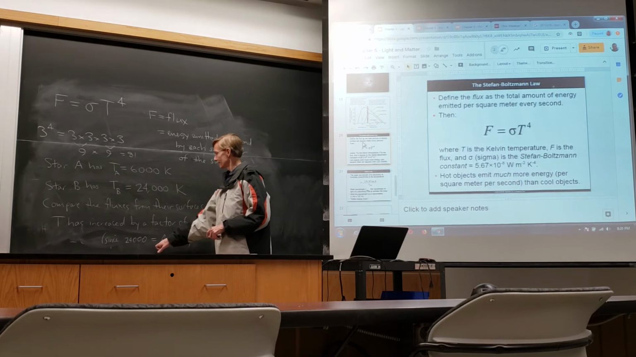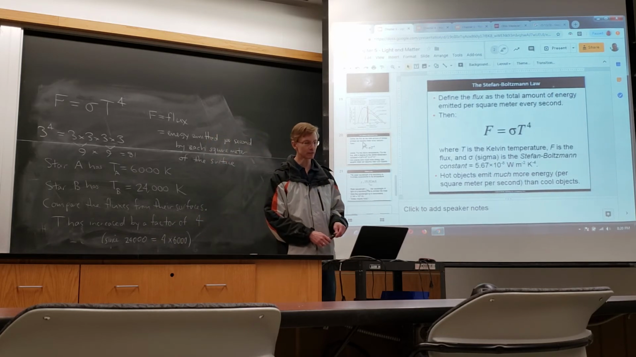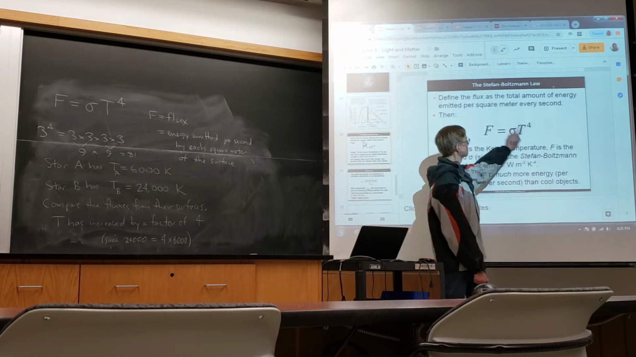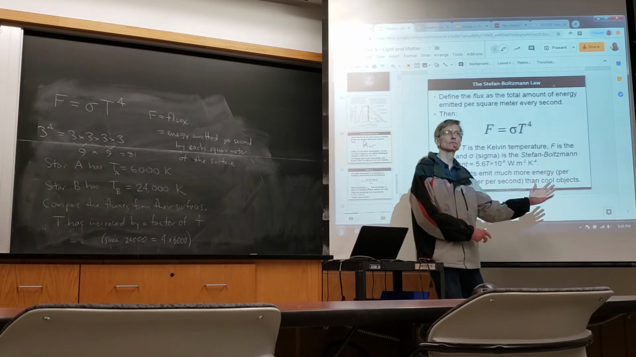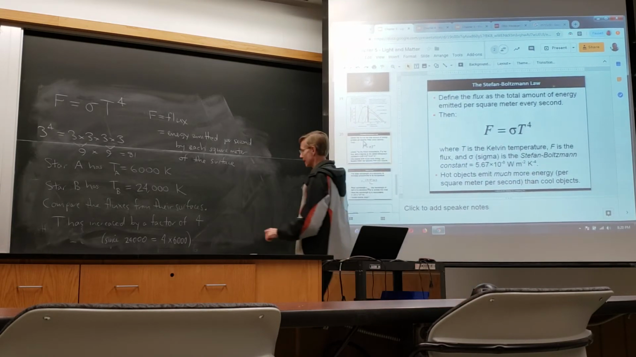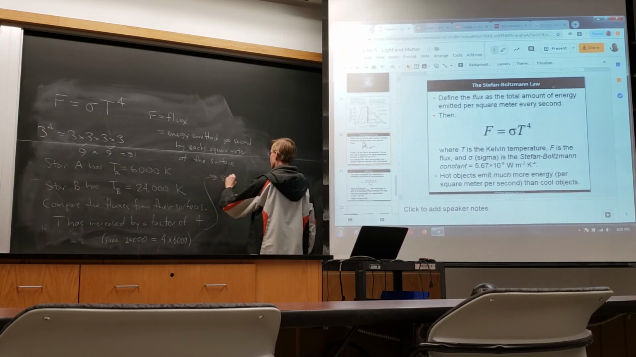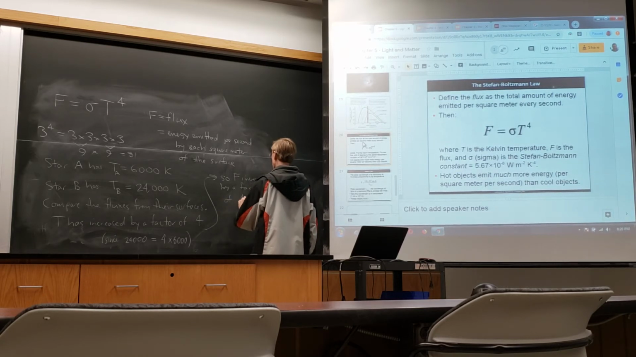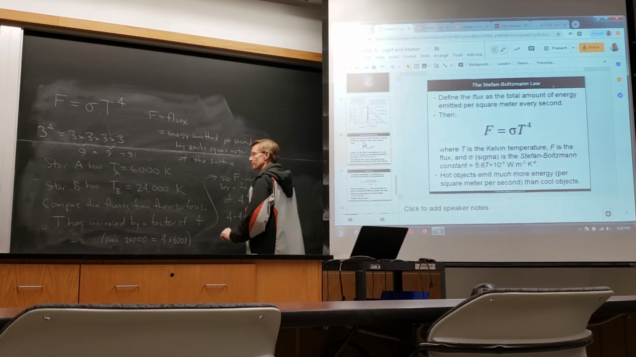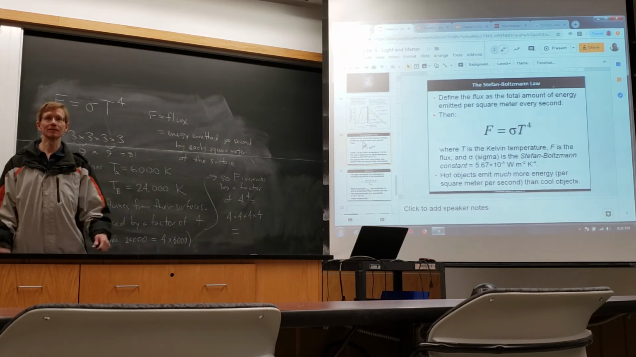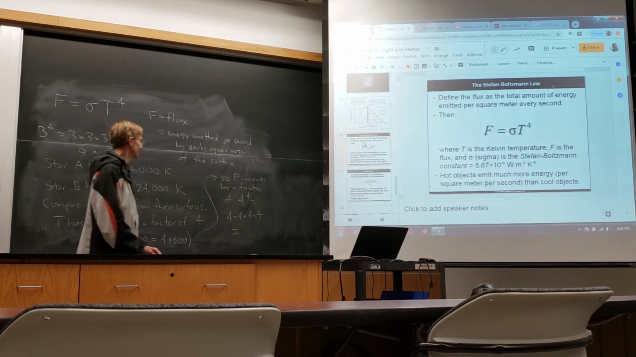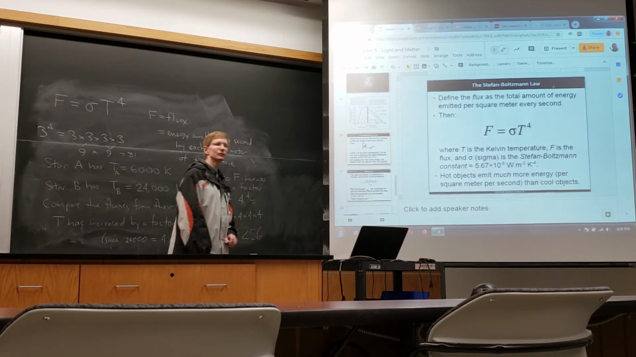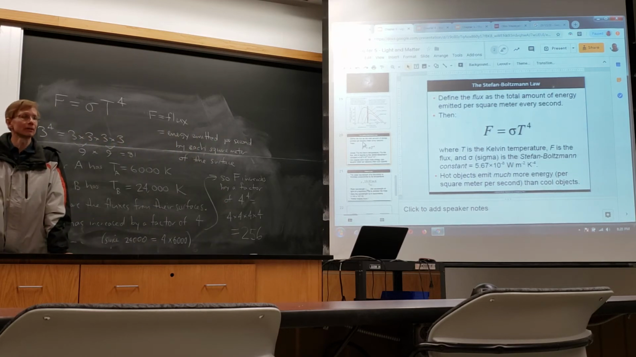But here I said that the temperature went up, it increased by 4 times, by a factor of 4. So now what I got to do is 4 to the 4th. So in this case, F increases by a factor of, in other words, this is how many times bigger it got, 4 to the 4th power, that's 4 times 4 times 4 times 4, which is what? It's a little trickier, but I just know it because I've seen it 1,000 times. So the flux will be 256 times bigger.